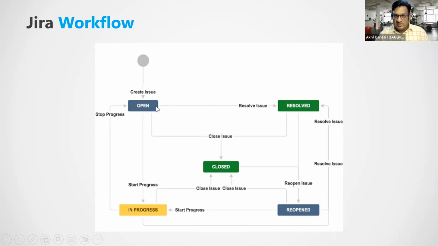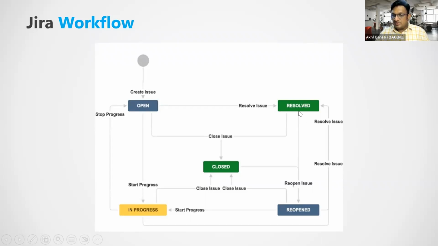Okay, now from open, the other option that I see is resolve issue. So the developer will directly go in. He knows it's a very small change, I don't need to spend a lot of time. He would directly go in and mark it as resolved after making that very small change. Okay, once the defect is in resolved state, it can directly get closed.